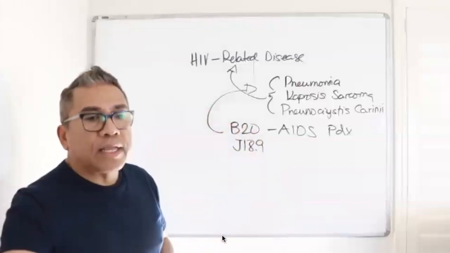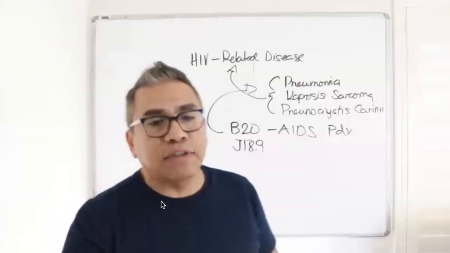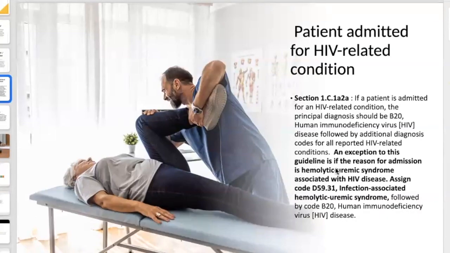Okay, so that's what the coding guidelines say. Now, there is a condition that is an exception. Let's go back here. What is that exception? This exception is hemolytic uremic syndrome, or HUS, that's associated with HIV. If this is HIV-related disease, then the guidelines said here, by the way, this is new in 2024, I think, a new revision of the guidelines, that if a patient has this disease, this has to take priority in sequencing.